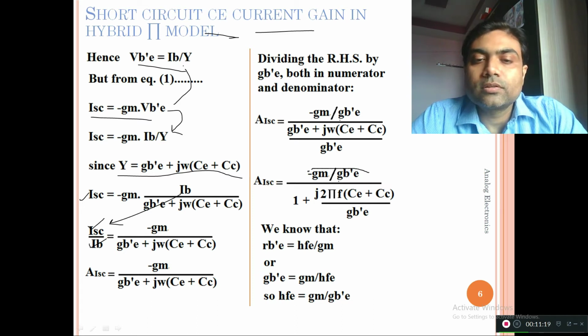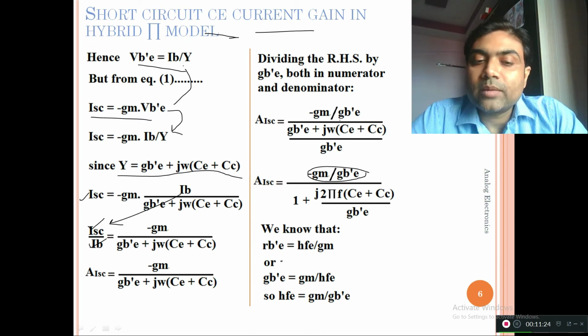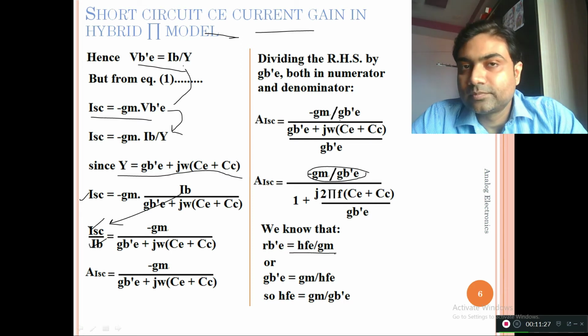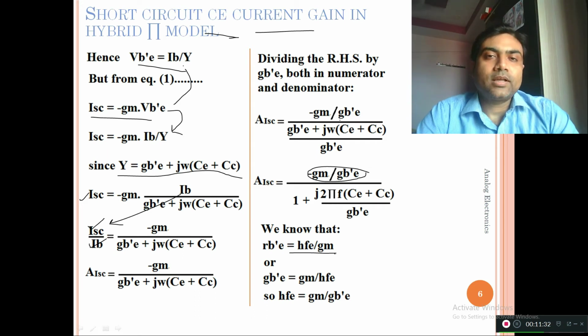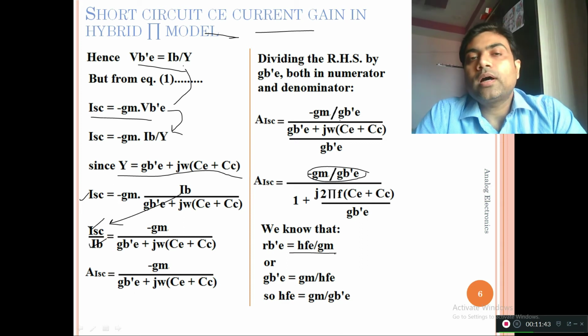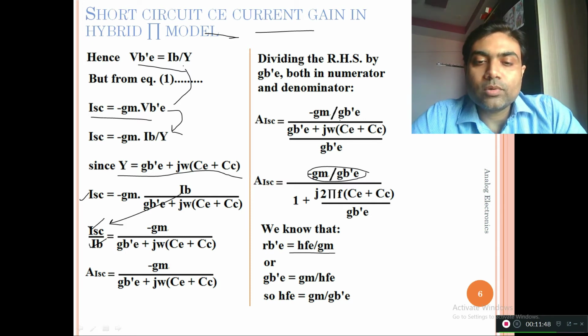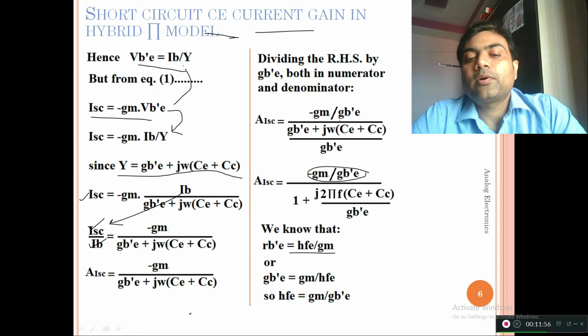Now come to this minus g_m upon GB'E. We have already calculated that RB'E is equal to h_FE upon g_m. We are replacing this value because we want to calculate the gain, and if we can find a relationship in terms of the gain, that will ultimately give the relationship between gain and frequency. So RB'E equals h_FE upon g_m, or GB'E equals g_m upon h_FE. So h_FE can be written as g_m upon GB'E.